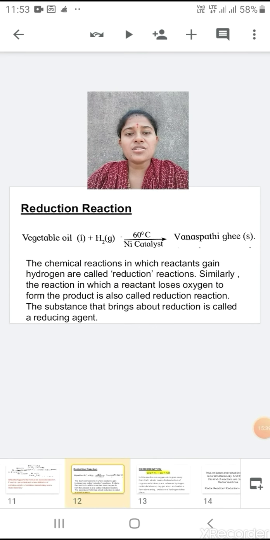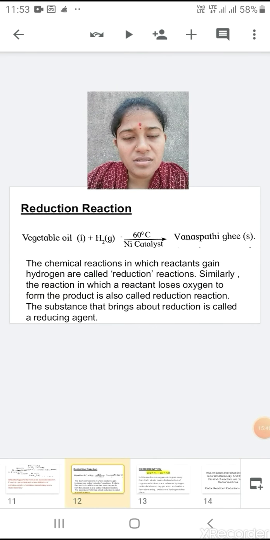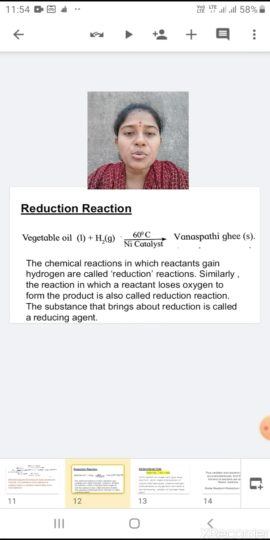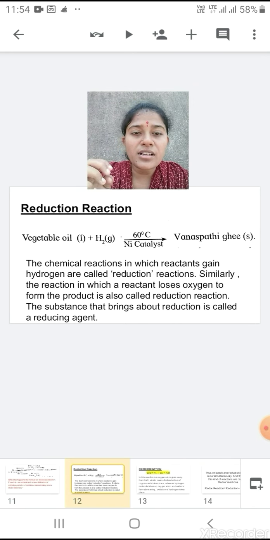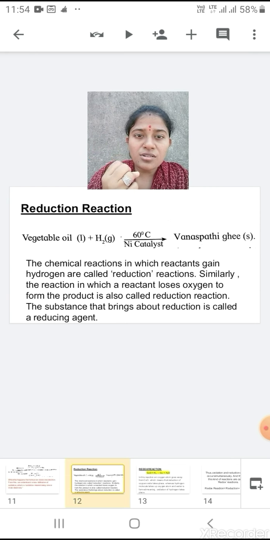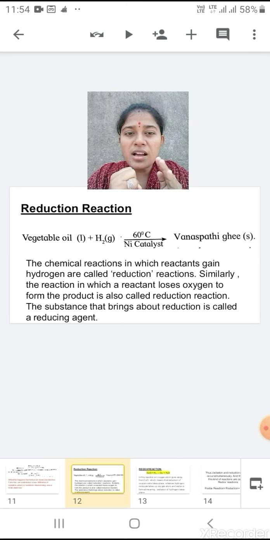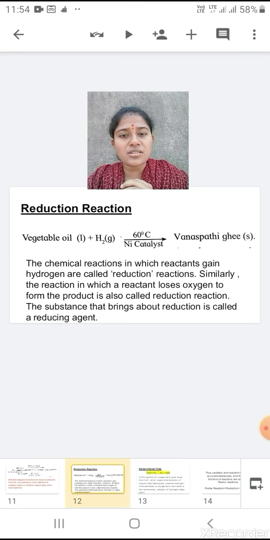now same as oxidation, we have reduction reaction. Reduction reaction is totally opposite of oxidation. If you remember the definition of oxidation, I said acceptance of oxygen or losing of hydrogen gas is oxidation reaction. So reduction reaction is totally opposite of it.